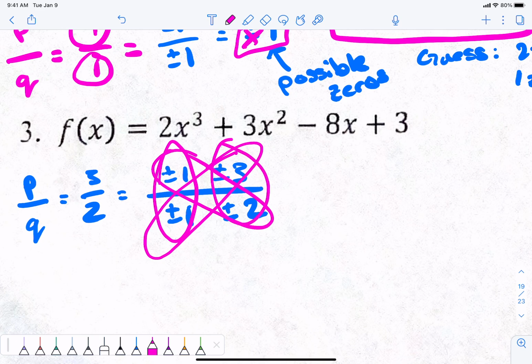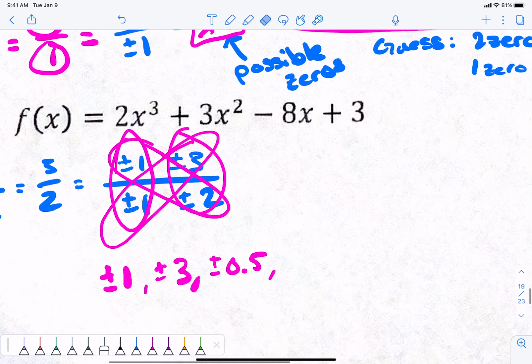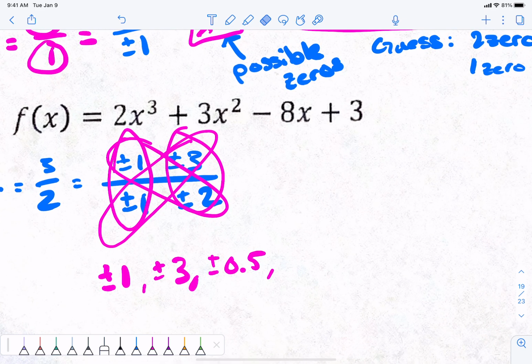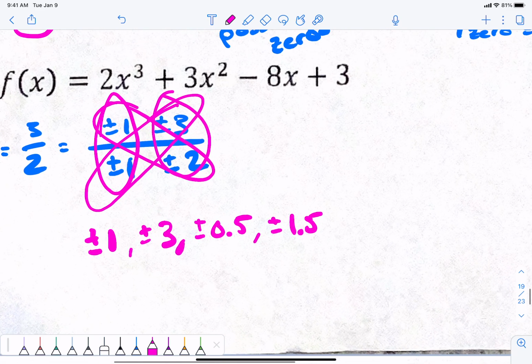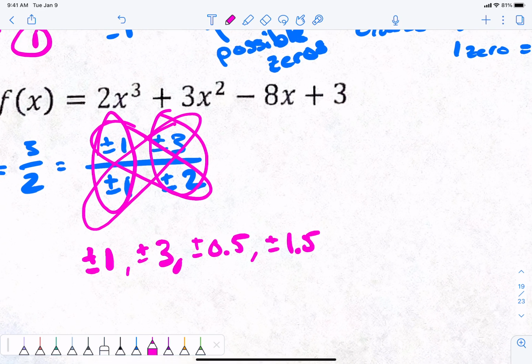1 over 1 is plus minus 1. 3 over 1 is plus minus 3. 1 over 2 is plus minus 0.5, so he's nice to plug in. The last one is plus minus 3 over 2, or plus minus 1.5. There's those 5.